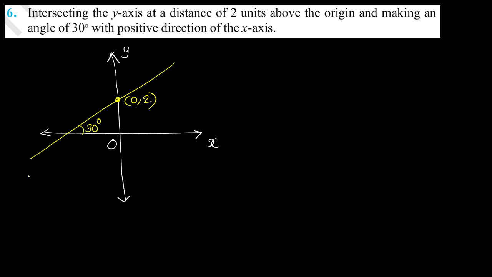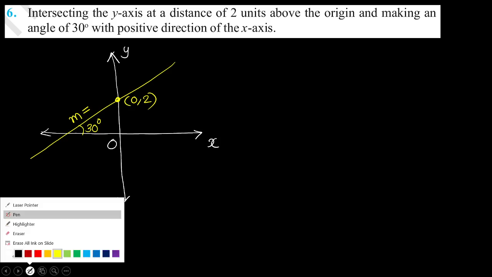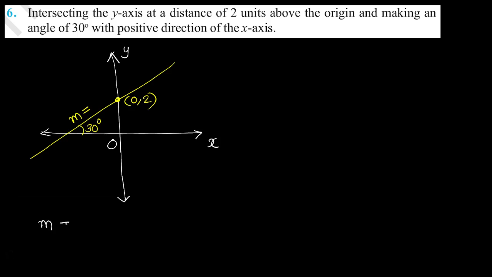Yes, sir. If the angle is given, I can find the slope. In the last class, I told you the slope of a line is tan theta. Understood? We studied it. The slope of a line is tan 30. Tan 30 we have already studied. Do you remember? Tell me, what is tan 30?